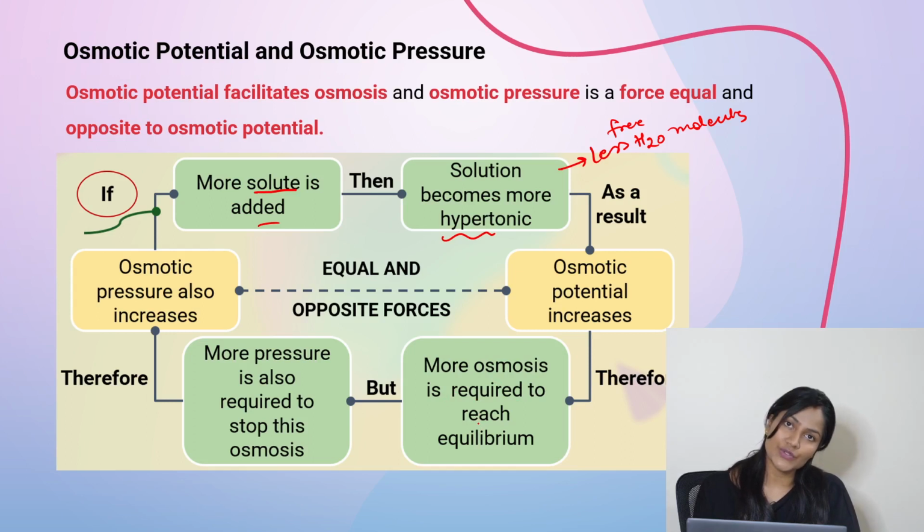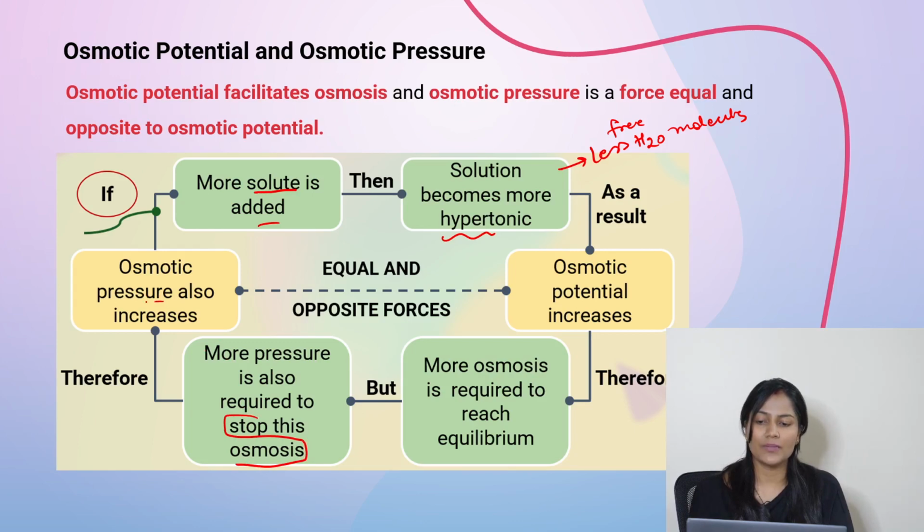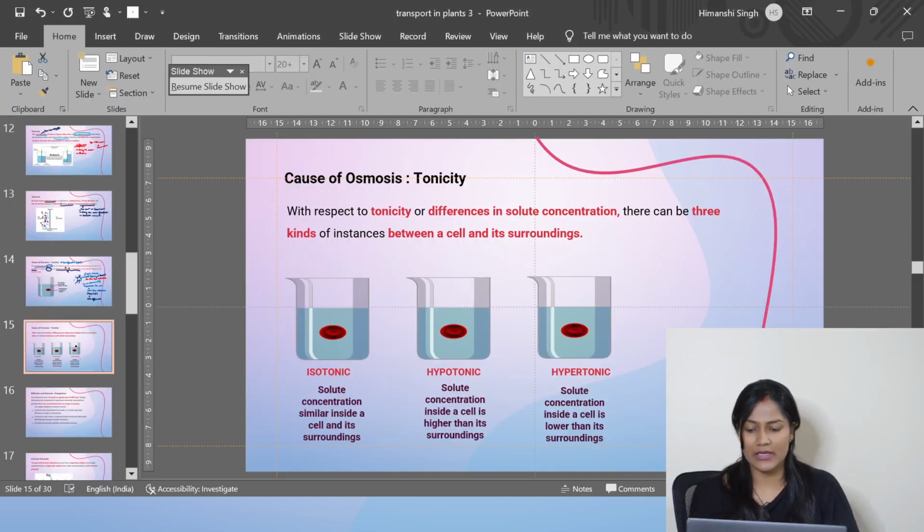ज्यादा osmosis होगा. बाहर का solution हमारे पास hypo है, अंदर ज्यादा hyper हो गया. More pressure is also required to stop this osmosis. Osmosis रोकना पड़ेगा. And the osmotic pressure also increases. तो basically यहाँ पे हमारे पास क्या हो रहा है? Let's take a empty slide.